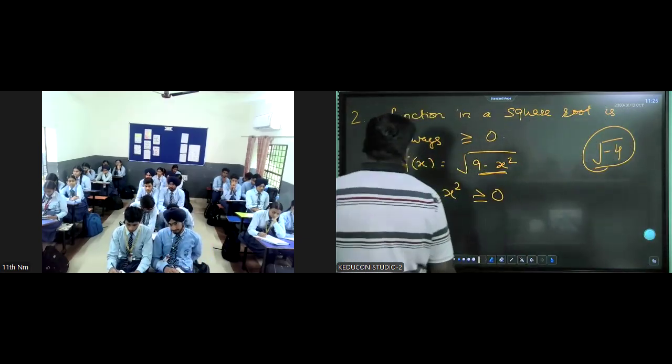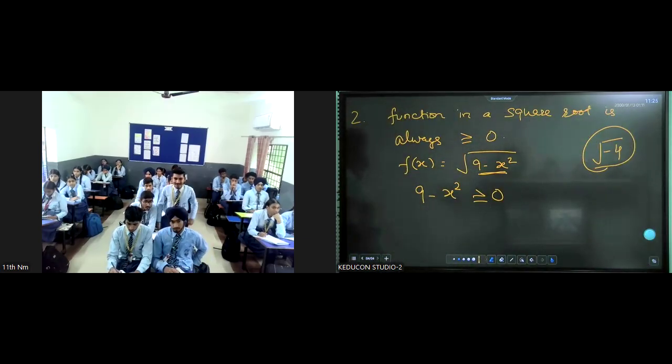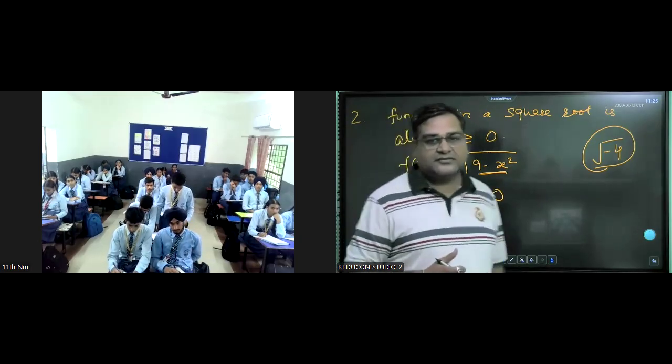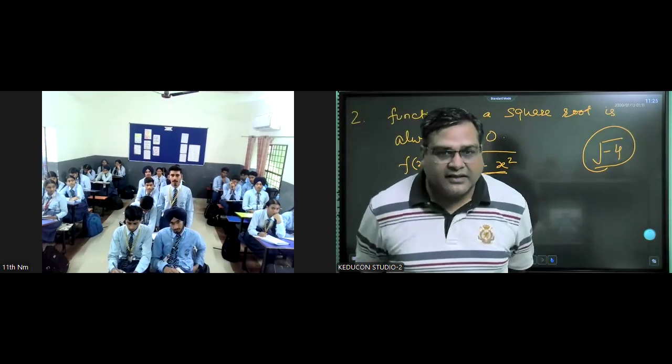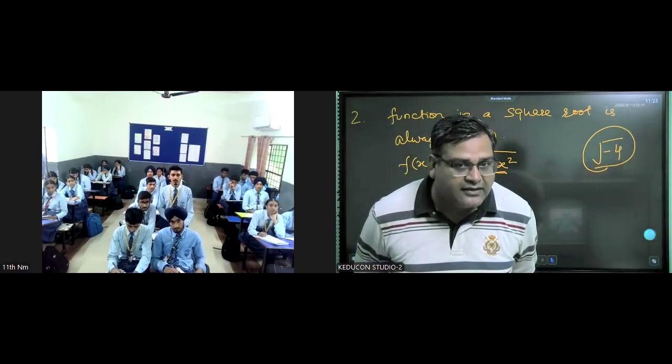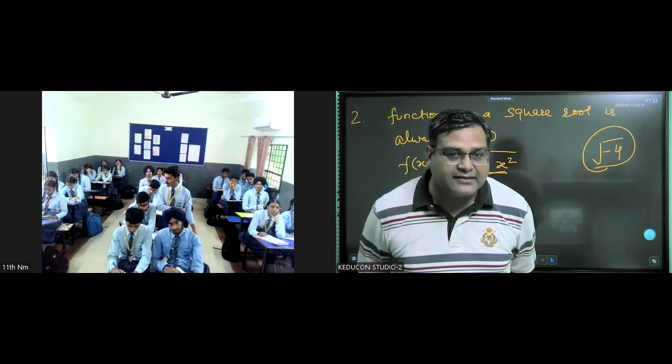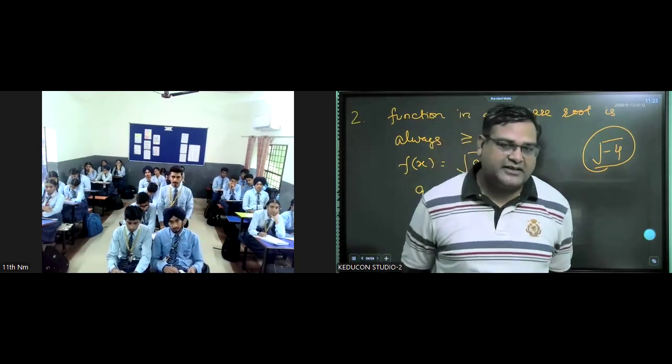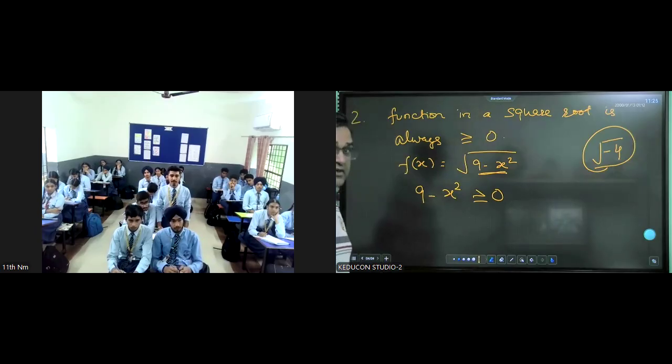देखिए students, has anybody done? Please tell me what is the solution for this. X is smaller than and equal to 0. Equal to 3. Okay, any other? Please sit down.